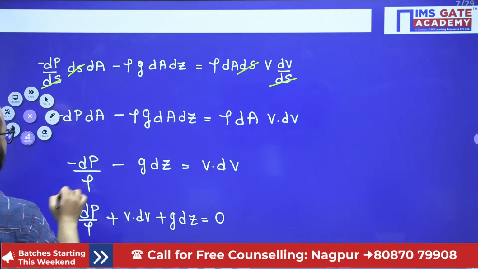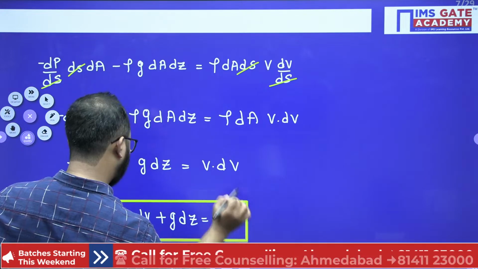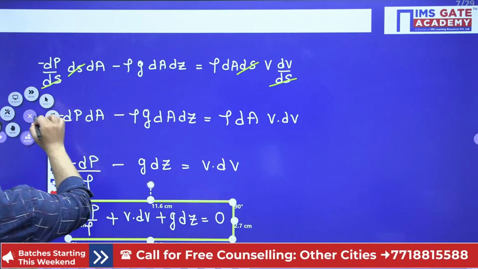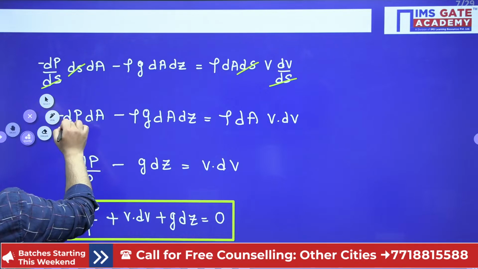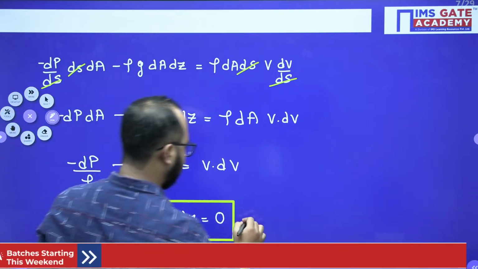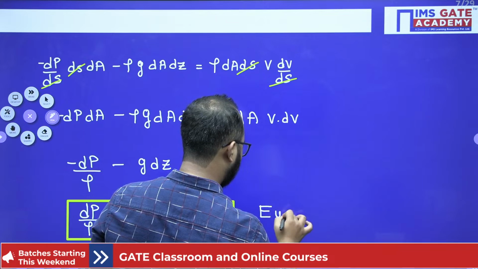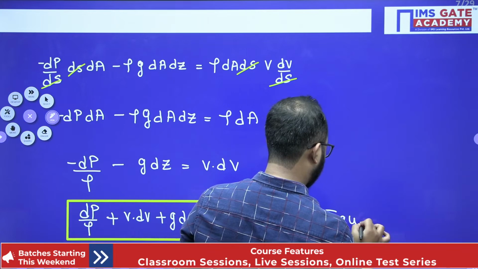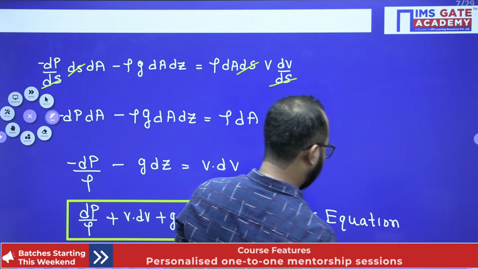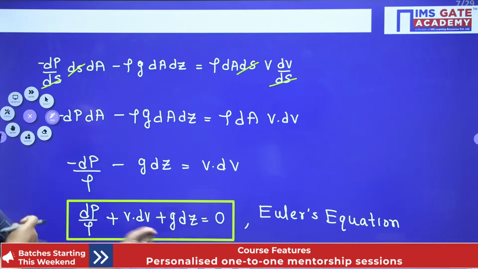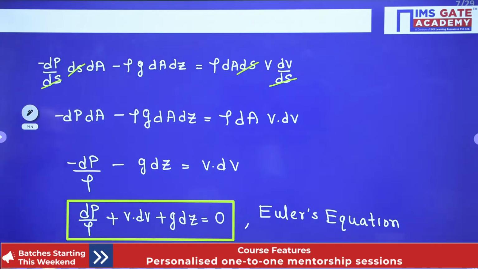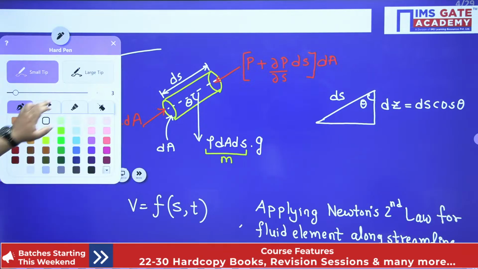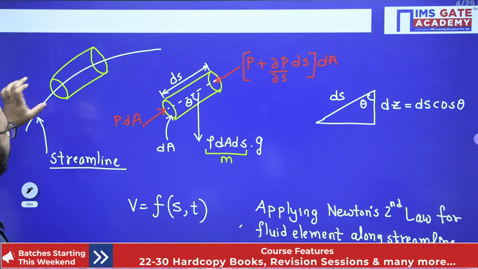I hope this much basics is clear. So this is what we are having as Euler's equation. Right? Clear everyone? Now again see how we have derived this equation. This is what we have as a streamline, along which I have taken a small fluid element.